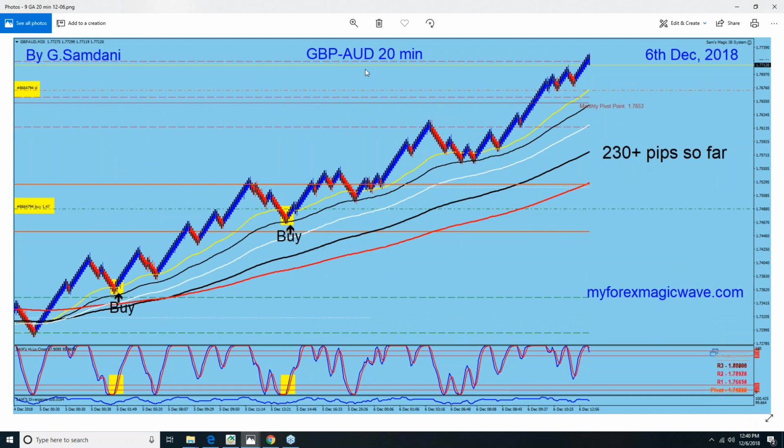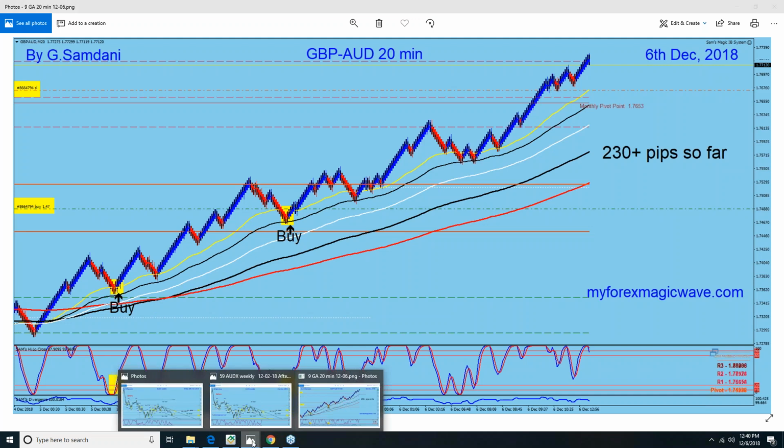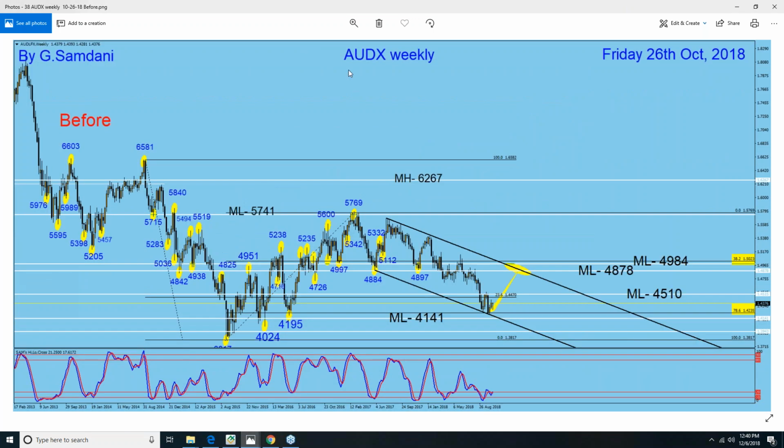Now let me show you why I'm taking all these EUR-AUD, Pound-AUD longs. Why these longs? Because of the Aussie weakness. So let me show you how I track. I'm not going to show all the indexes, but this is an Aussie index, an individual currency chart, only the Aussie index. It is not a pair.